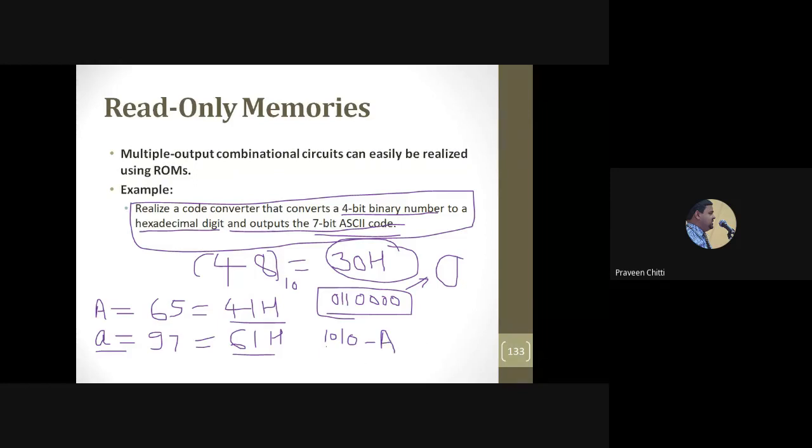So I will be giving you the 4-bit number 1010, whose hexadecimal equivalent is A. In turn, the code converter which you are designing should give me output as what?